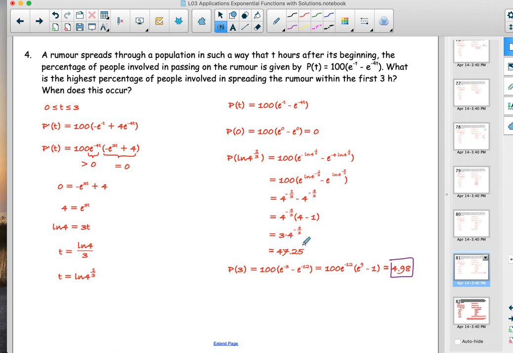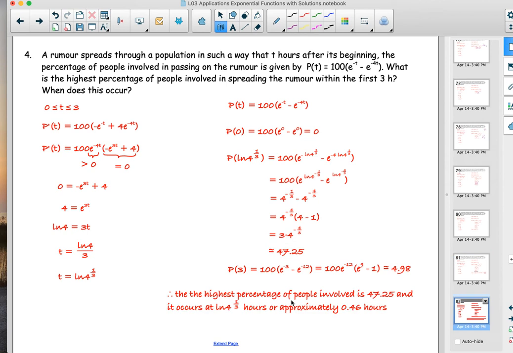So I can now see that this particular one was the highest value. So the greatest percentage of people involved in spreading the rumor was 47.25, and it occurred at ln of 4 to the 1/3 hours, which is approximately 0.46 hours.